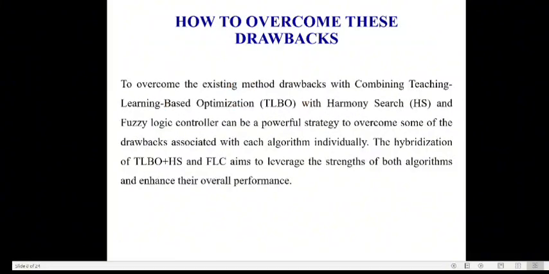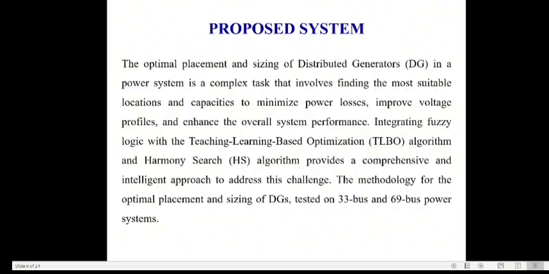How to overcome these drawbacks? To overcome the existing method's drawbacks, combining teaching learning based optimization with harmony search and a fuzzy logic controller can be a powerful strategy to overcome some of the drawbacks associated with each algorithm individually. The hybridization of TLBO, HS, and FLC aims to leverage the strengths of these algorithms and enhance their overall performance.